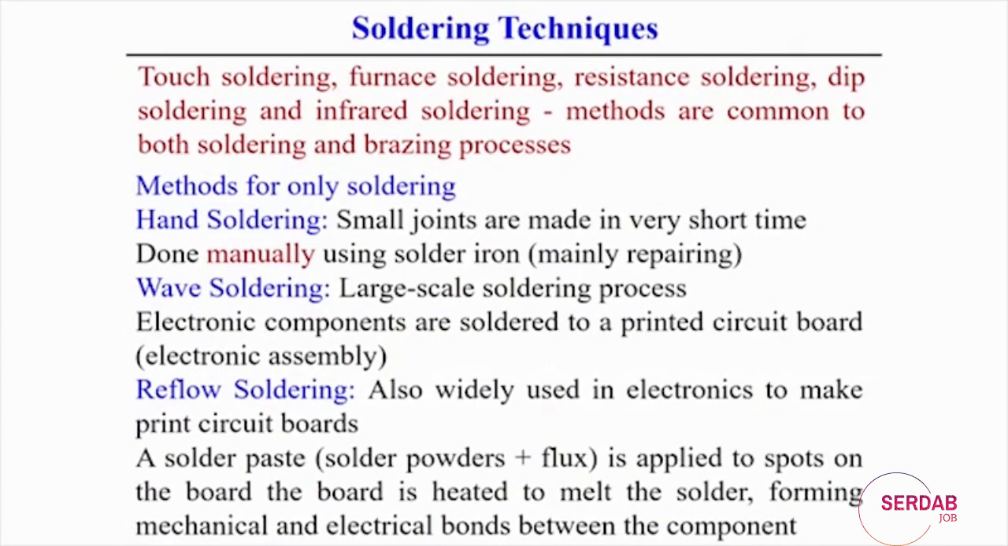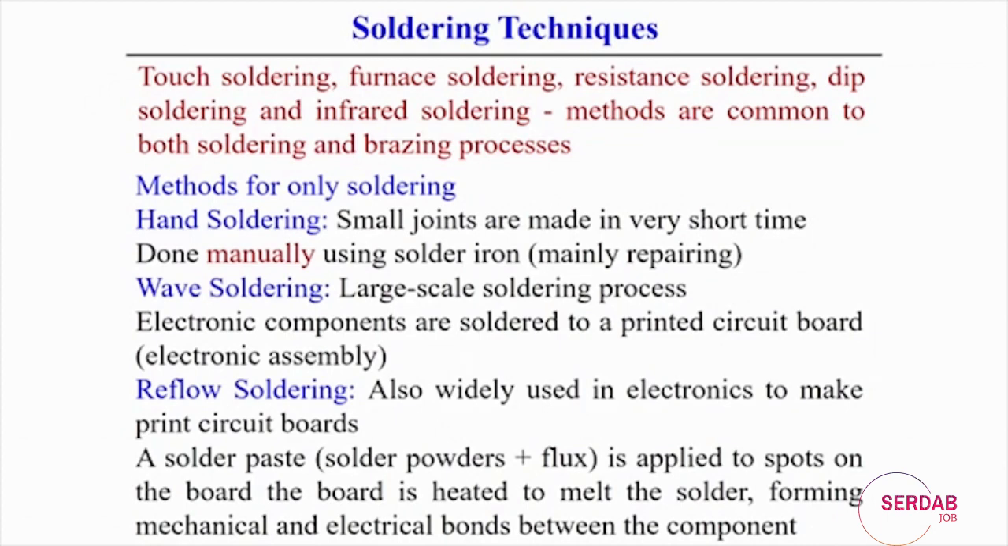So, now we look into what the different soldering techniques are. Definitely there are several techniques depending upon the type of heat source, the use of different kinds of filler materials, or based on the different methods. If we look into the different soldering techniques, we find touch soldering, furnace soldering, resistance soldering, dip soldering, infrared soldering. All these methods are common to both soldering and brazing processes, but typically let us look at the different methods of soldering.